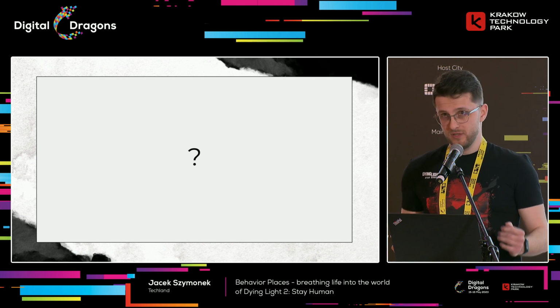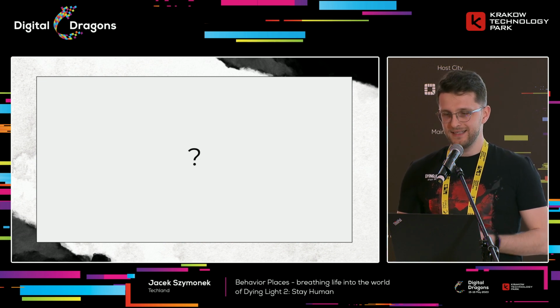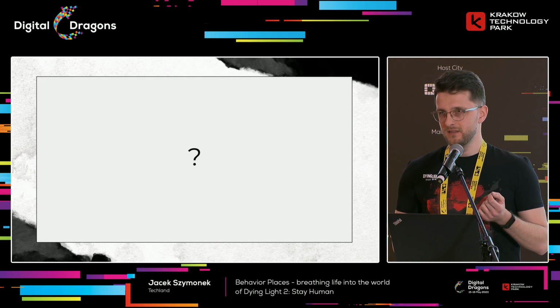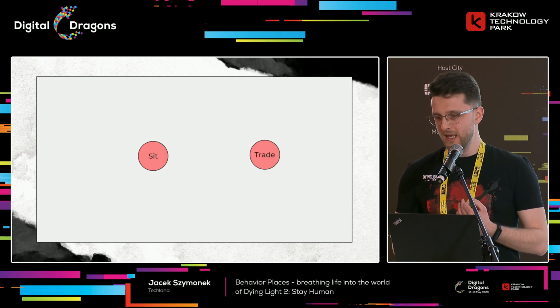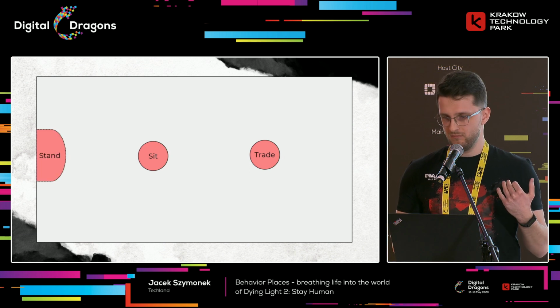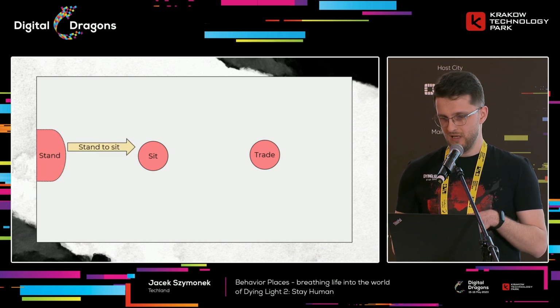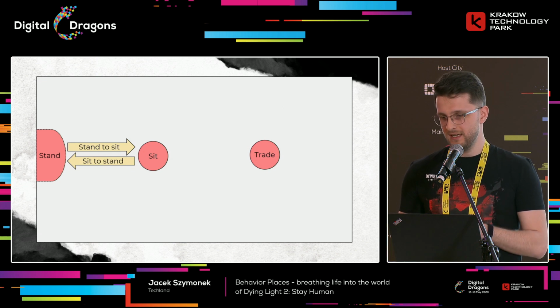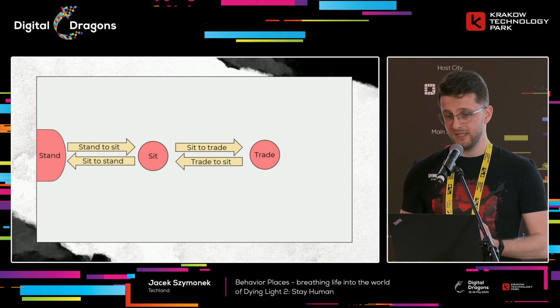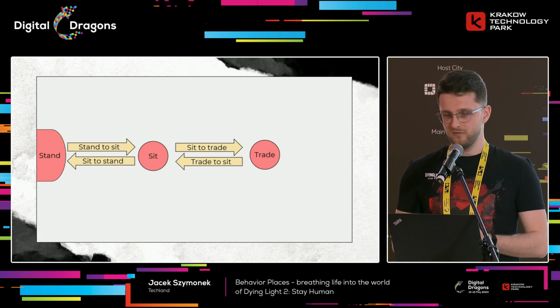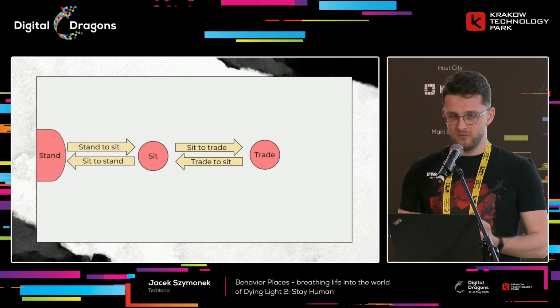So now one question remains. How do we represent the configuration for the state machine? We know that we've got these 2 activities, right? Sitting and trading. We can enter the behavior place from the external standing pose to the sit state, and we can also exit from that state back to the external standing pose. We are also able to transition between the activities in both directions.